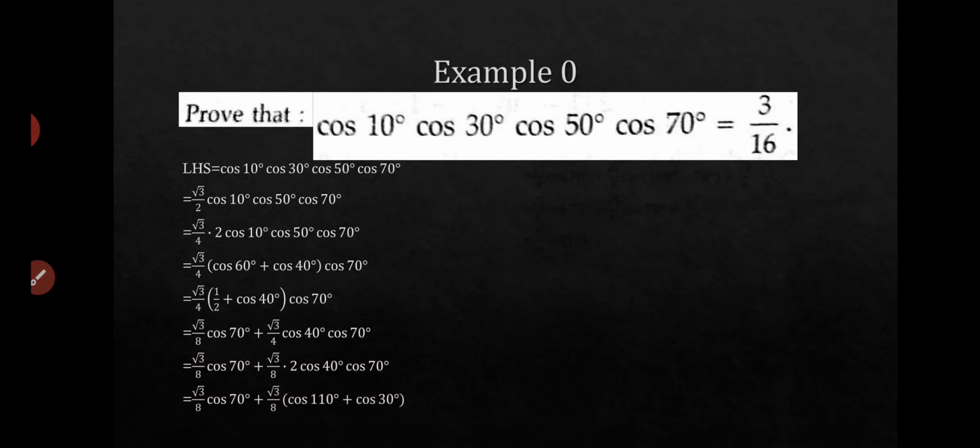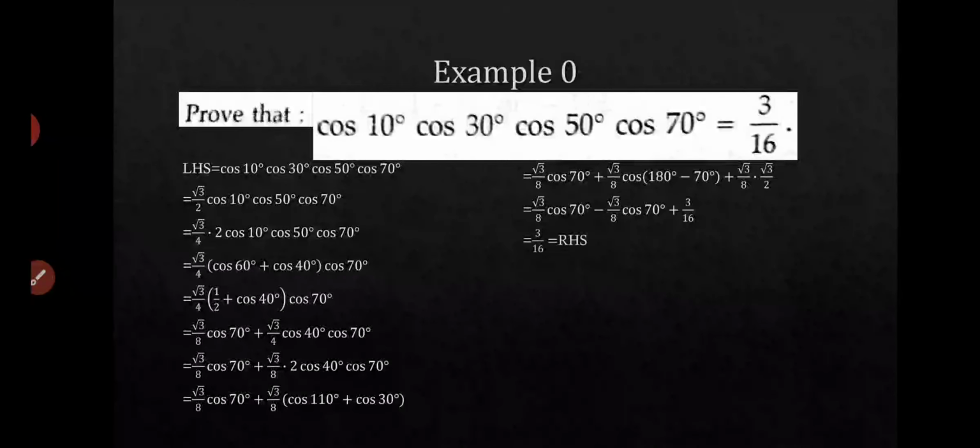Then obviously if you just do it once again, you get cos of 110 degree and cos of 30 degree. Now cos of 110 degree can be written as 180 minus 70, and cos 30 is root 3 by 2. So if you just break it and multiply, you have 3 by 16, and 180 minus 70, that is cos of minus cos of 70, so they both get cancelled and you are left with the answer.